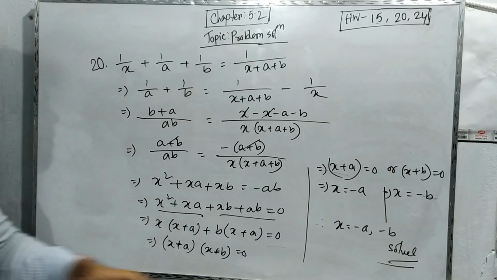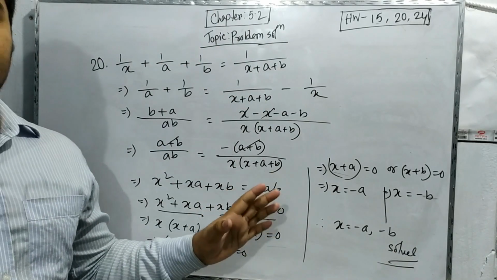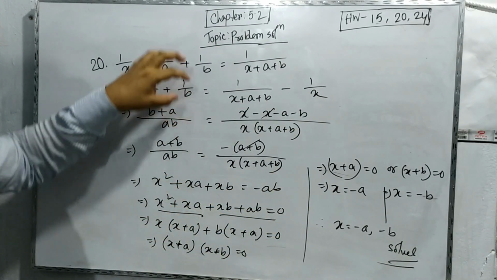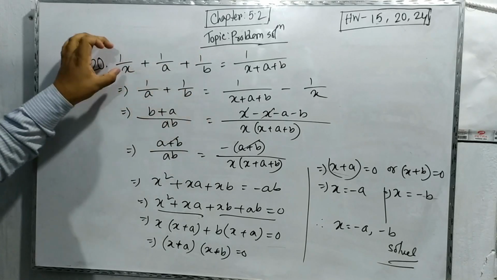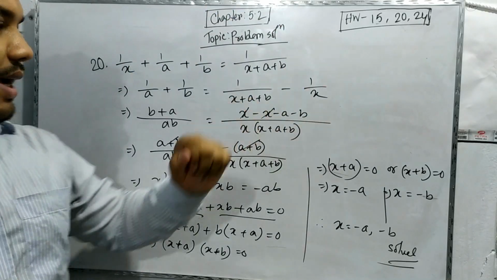So what is the summary for this math? The summary of this math is 1 by a plus 1 by b, just taking it on one side, and 1 by x has changed its side.